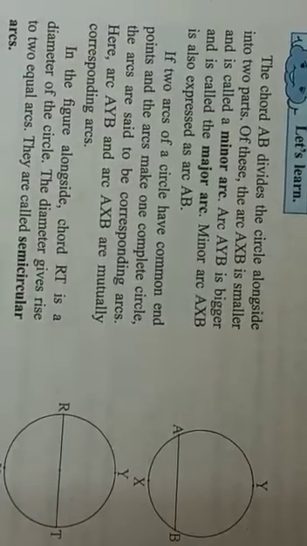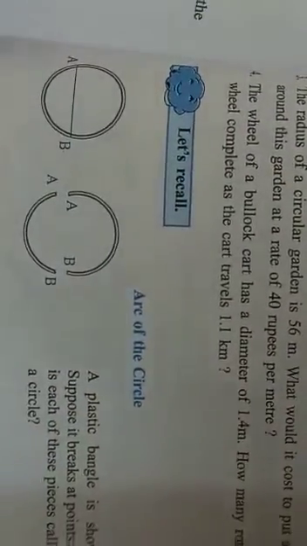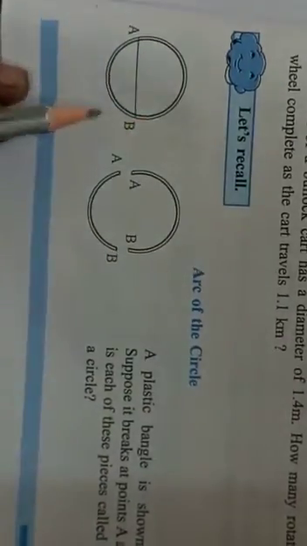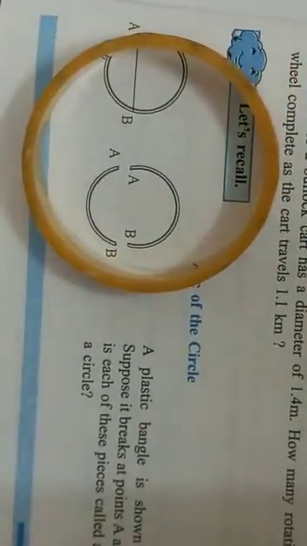Now, see, one very interesting example is given to you where they have said what is the meaning of arc of a circle. See, a plastic bangle is shown alongside. This is the plastic bangle. I'm also having this plastic bangle. This is the example of a circle.